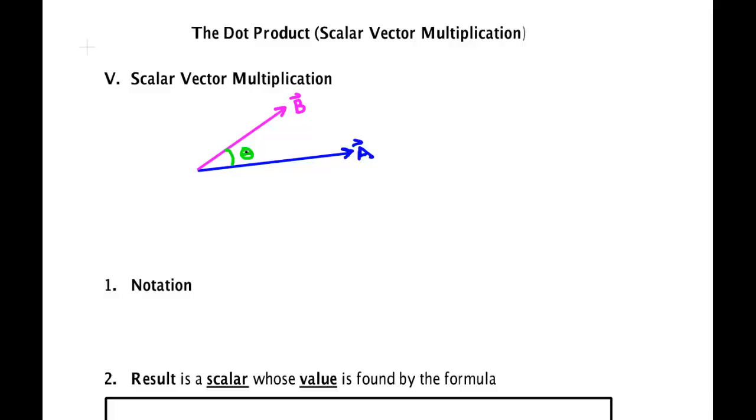In this video, we'll take a slight aside from physics and discuss a very important part of mathematics called the dot product, which we will need in order to calculate the important quantity called work.